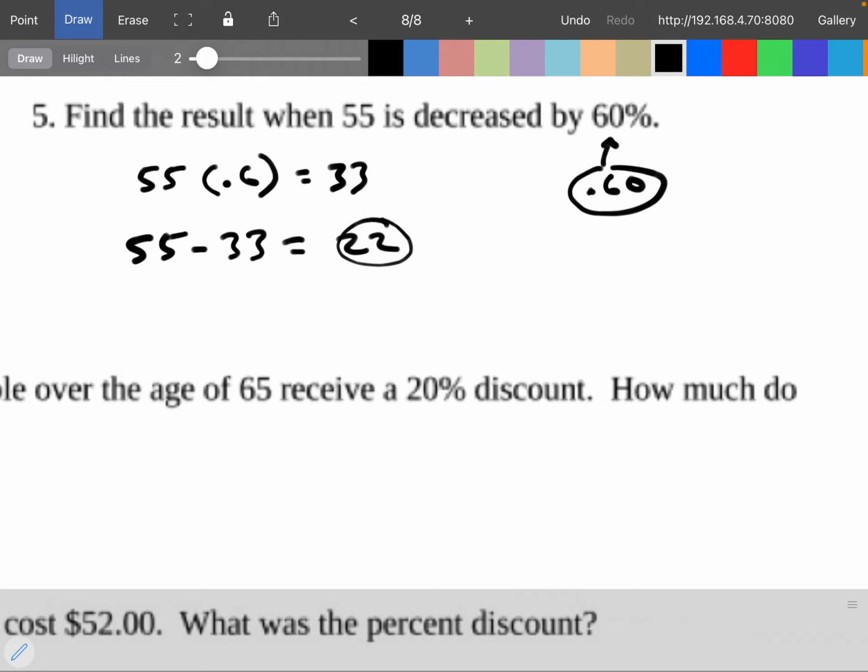So we're gonna do 55, am I gonna add or subtract? Yep, good. And I think that gives me what, 22? So then all we did on this one is we just found 60% of 55, and then we subtracted that number from 55.